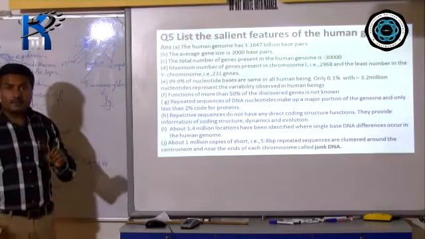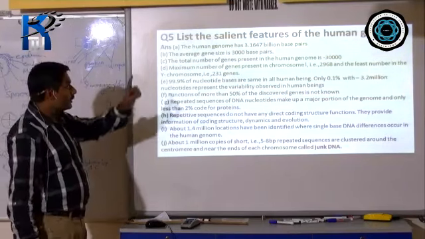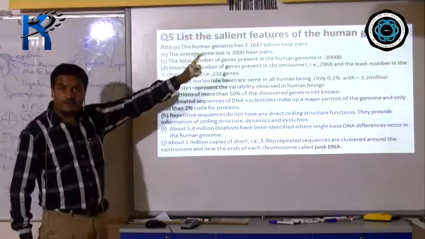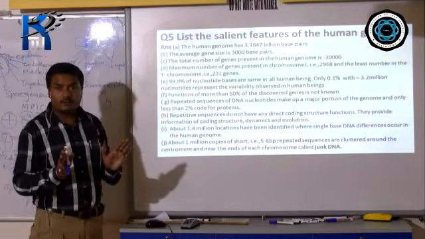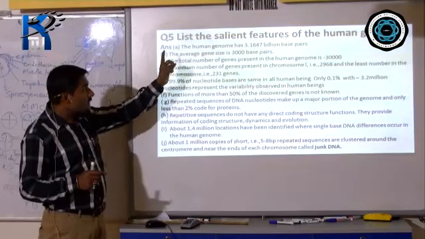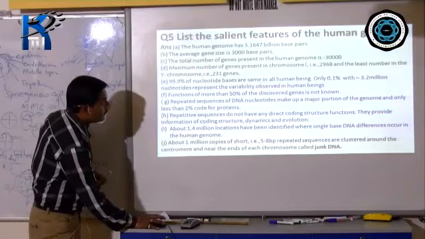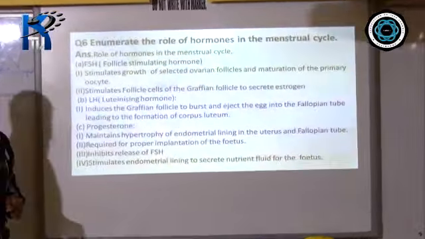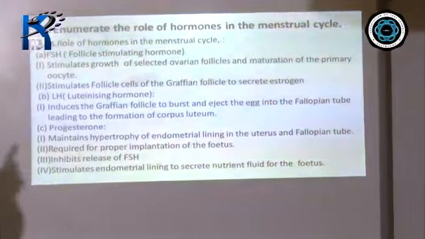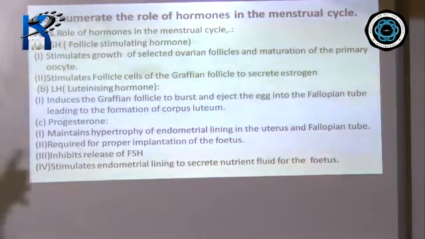So these are the things that have been observed by the researcher. Anything that is observed by the researcher is called what? Salient features. There may be many other points also, but these features were observed by the scientists. That is why: list the salient features of the human genome. Before that, you came across the question, list the salient features. So many, but observable features were salient features.